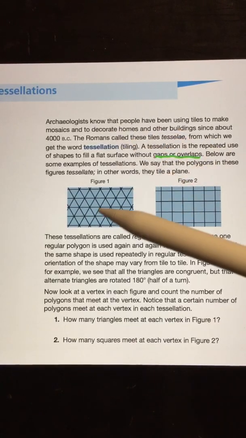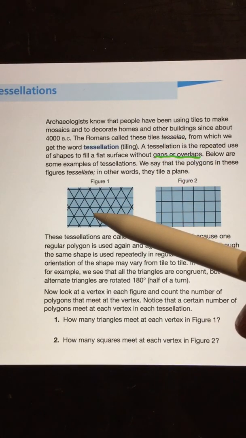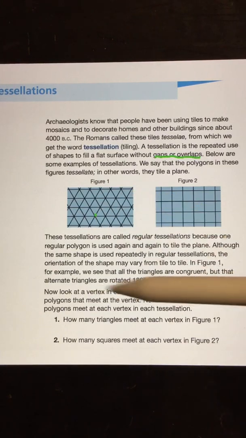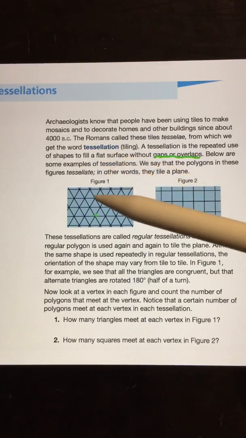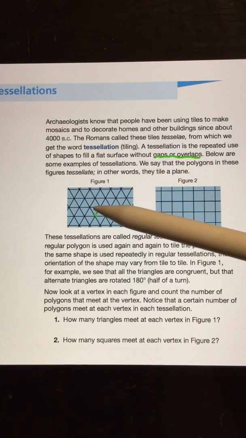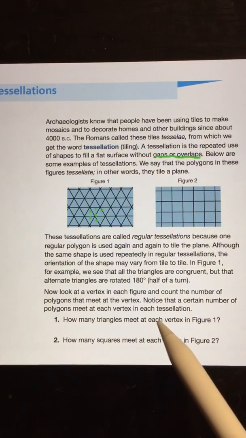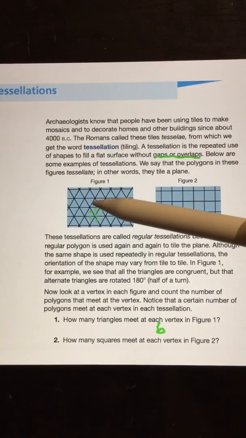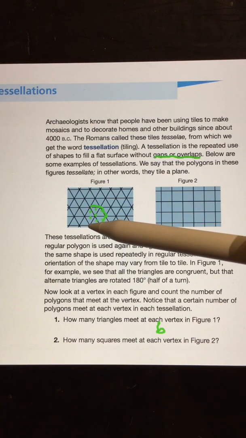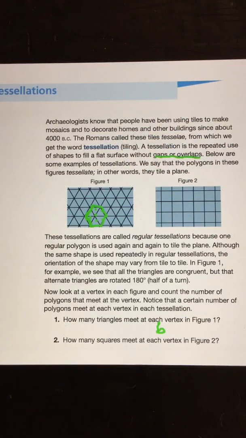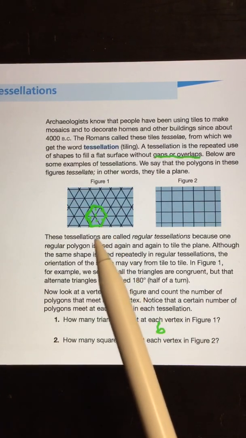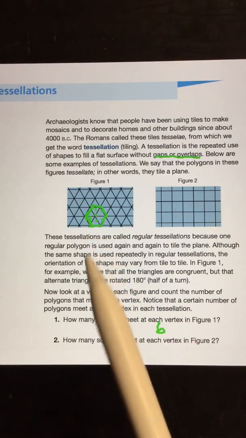Now we're going to look at the vertex. I am going to point to the vertex. Our first question asks, how many triangles meet at each vertex in figure A? As we look, we go 1, 2, 3, 4, 5, 6. Now, I see a shape coming out of this, and it has 1, 2, 3, 4, 5, 6 sides, and it is a hexagon. We will be referring to that later, but a hexagon is also a regular polygon that tessellates.